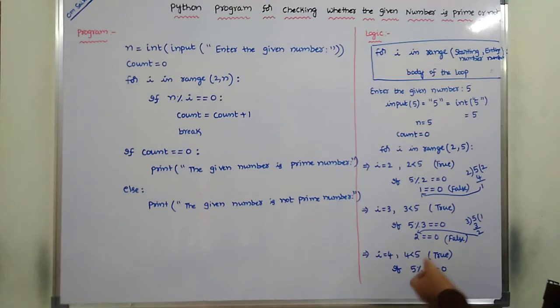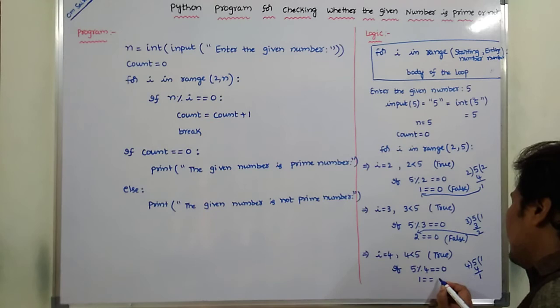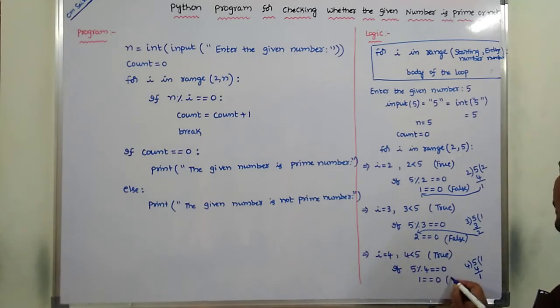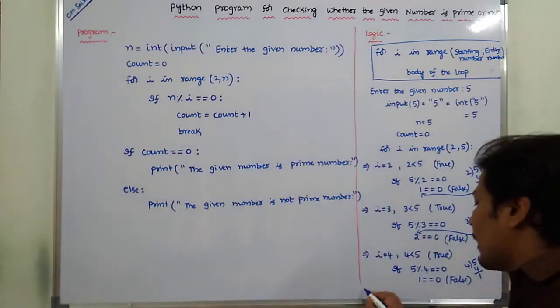In the body of the for loop, n is 5, I is 4, if 5 modulus operator 4 is equal to 0. This operator returns the remainder value. So 5 is divided by 4, 4 1s are 4, remainder value 1. So what remainder value are we getting? 1. 1 equal to 0, that is false. So now if this condition is false, again control goes to the for loop.